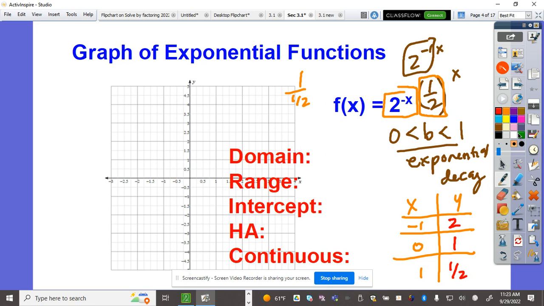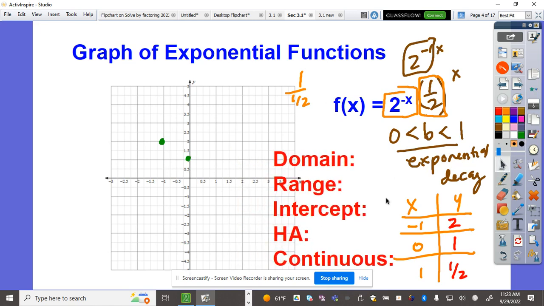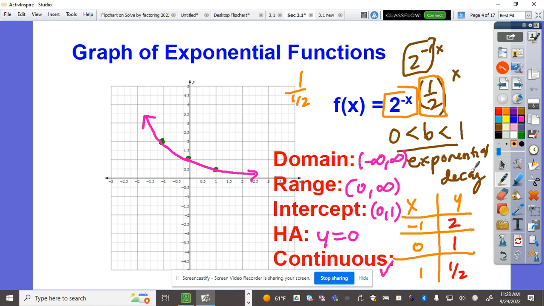So graphing this will give us negative 1 up to here, 0 to 1, and this portion here will be 1 and 1 half right there. You connect this going that side, and this will go further down here, and it's kind of reflecting compared to the exponential growth. The domain here will be the same, from negative infinity to infinity, the range from 0 to infinity. The intercept is still the same, which is 0, 1. Horizontal asymptote is y equals 0, and yes, it's still continuous.